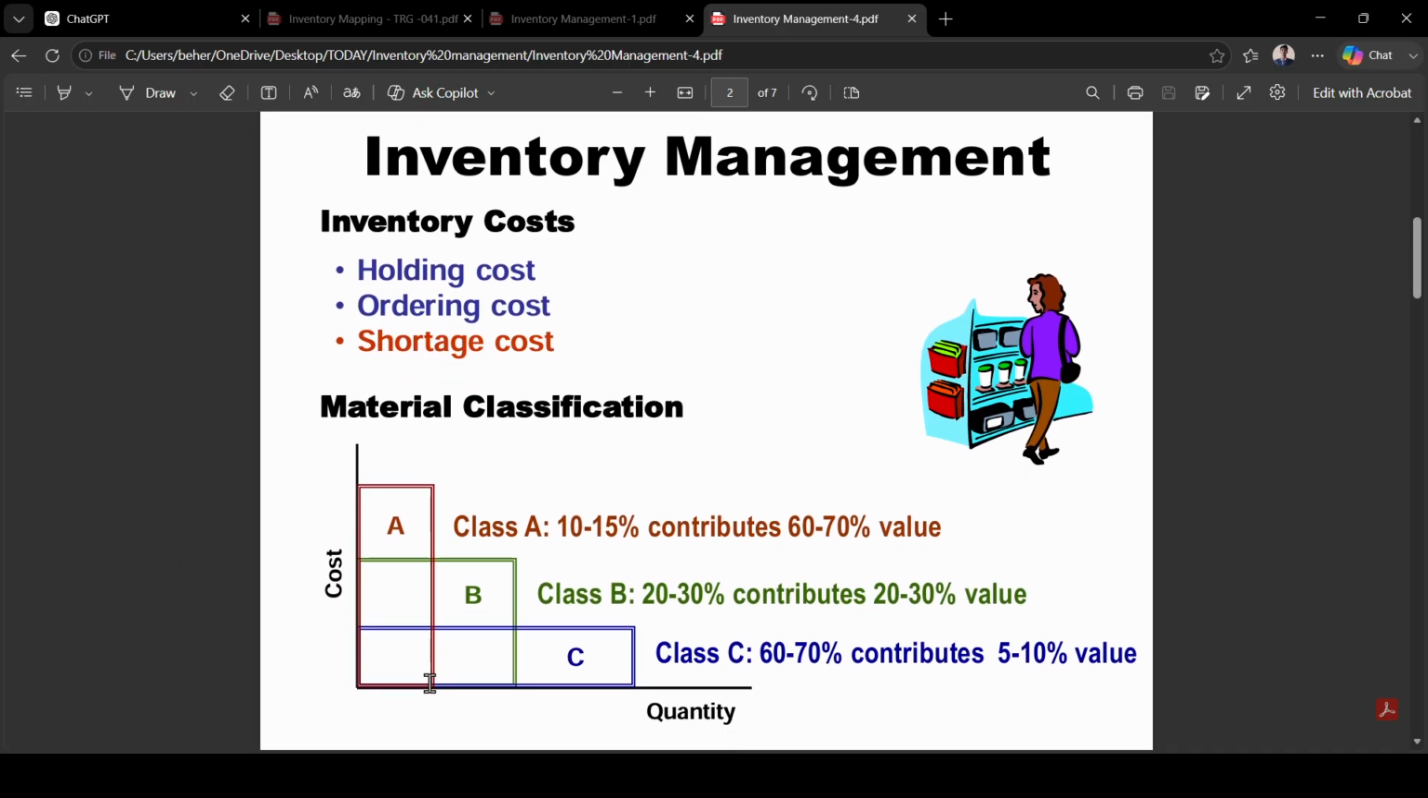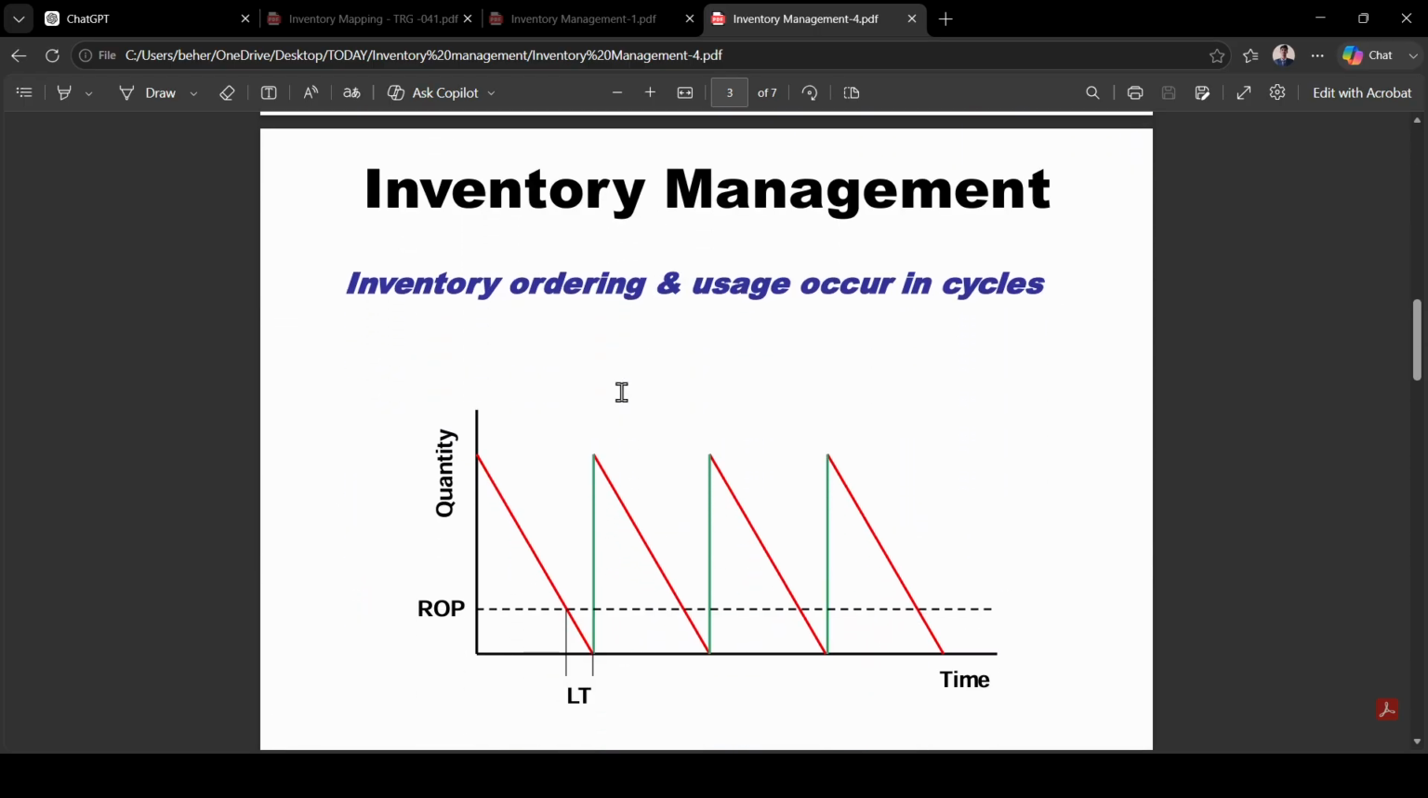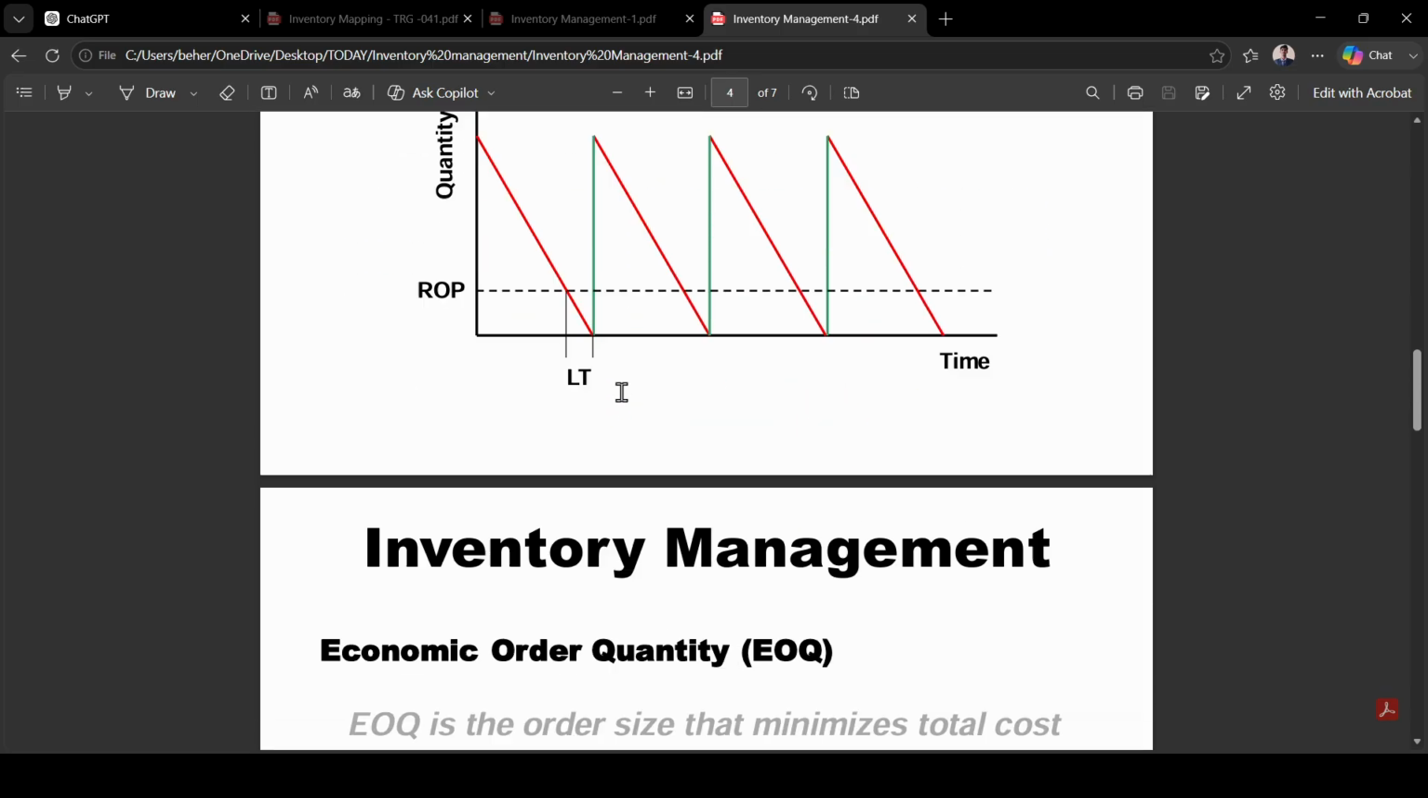Inventory costs are holding cost, ordering cost, and shortage cost. Material classification: Class A, 10 to 15% of items, contributes 60 to 70% of the value. Class B, 20 to 30% of items, contributes 20 to 30% of the value. Class C, 60 to 70% of items, contributes 5 to 10% of the value. Inventory ordering and usage occur in cycles.